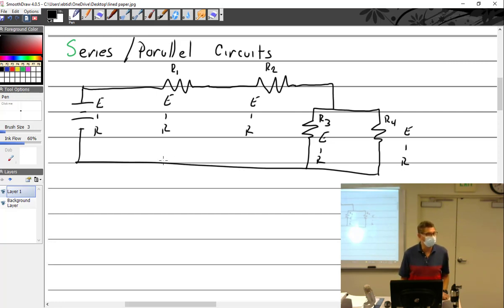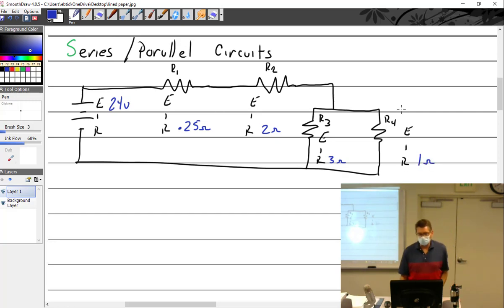So you said R1 and R2 are in series? Series. R3 and R4 parallel? Yep, R3 and R4 are parallel. R1 and R2 are in series, but R1 and R2 are in series with the group R3 and R4, and I'll show you that. So I'm going to throw down some numbers here. So 24 volts, 0.25 ohms, 2 ohms, 3 ohms, and 1 ohm.